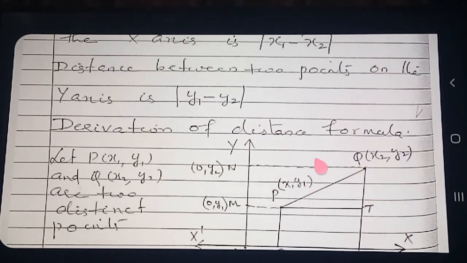If it is on the y-axis, you can apply modulus of y1 minus y2. But it is not on the x-axis and not on the y-axis. It is in the coordinate plane. So the coordinates of P are x1, y1 and the coordinates of Q are x2, y2. So P (x1, y1) and Q (x2, y2) are the 2 distinct points.